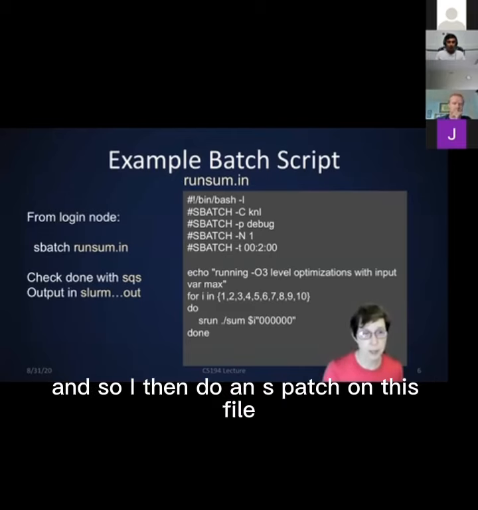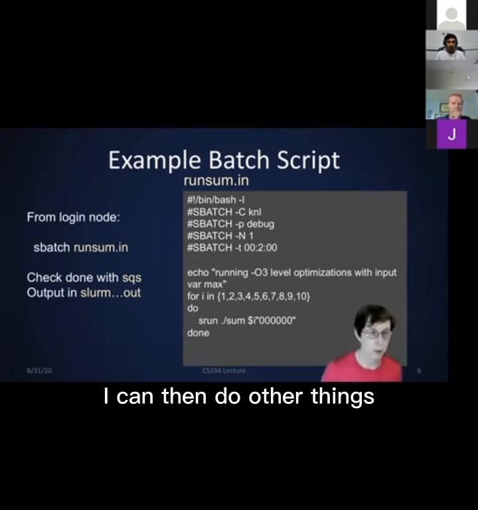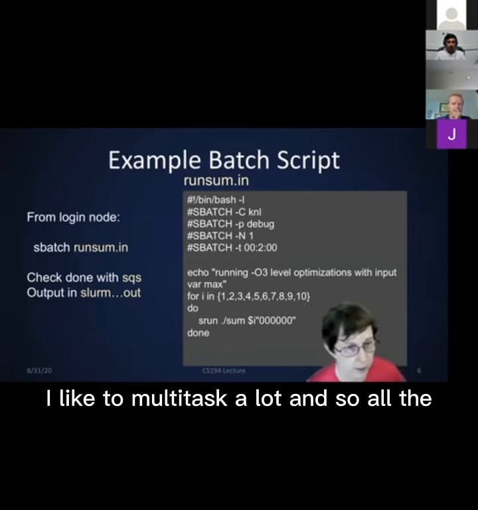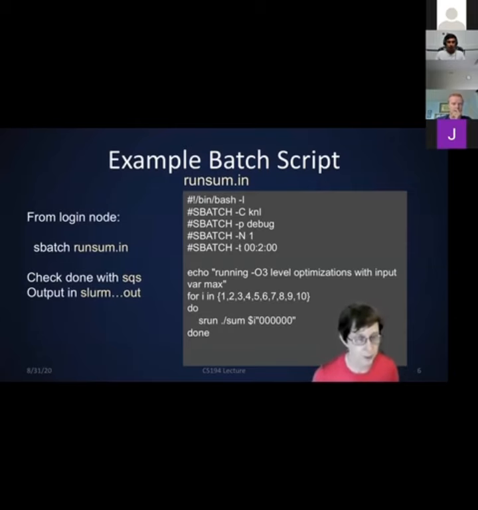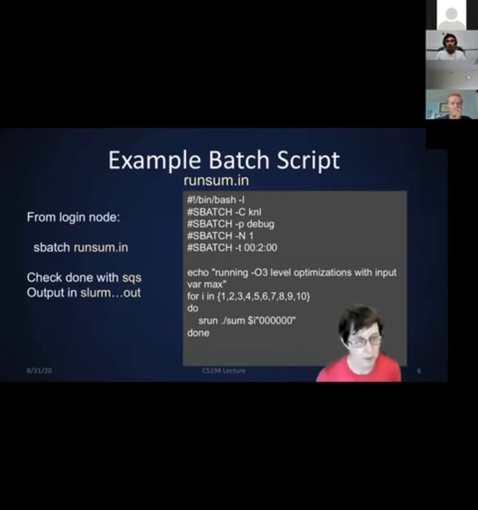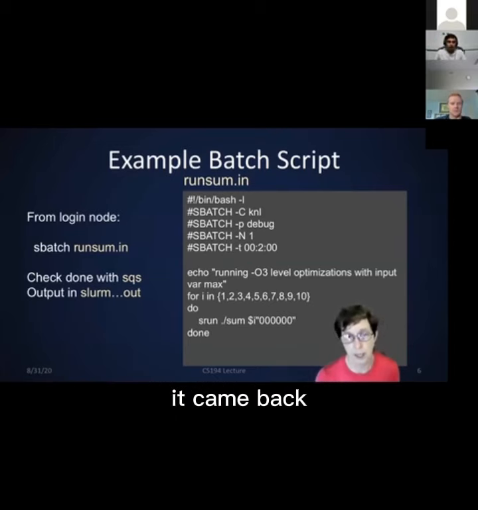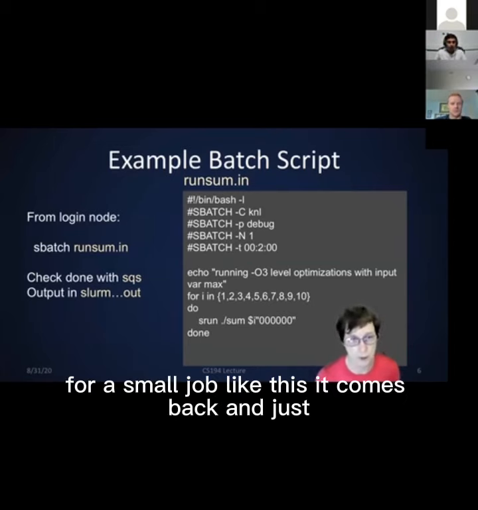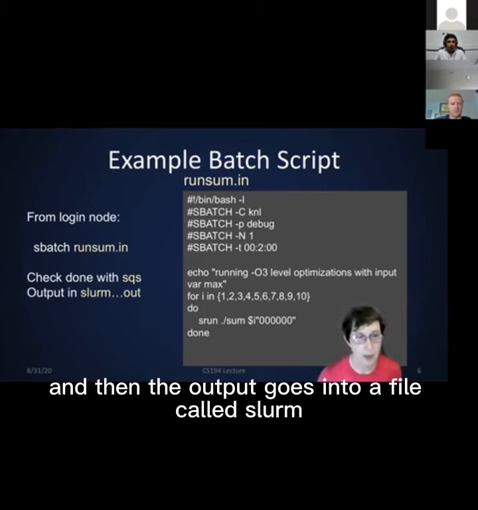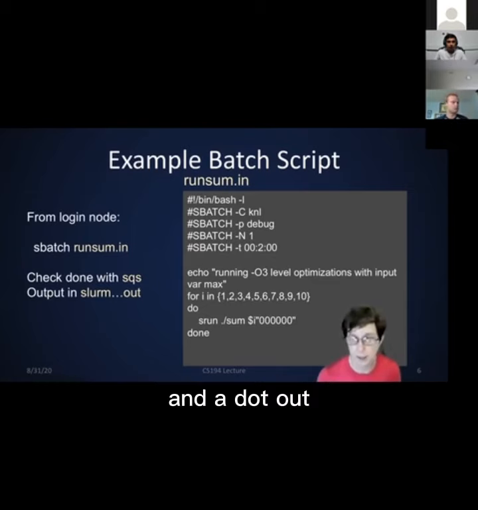And so I then do an sbatch on this file, and it goes and launches the job on a node. I can then do other things. I like to multitask a lot, even if you're sitting there at the prompt. But anyway, I can now go do some other things and then check the queue to see if my job is done with sqs. And typically for a small job like this, it comes back in just a couple of minutes. And then the output goes into a file called slurm with some file name that is made up based on the job ID and a .out.